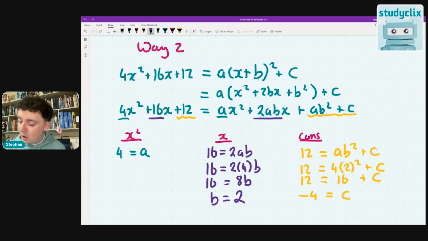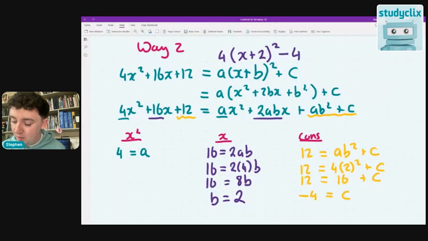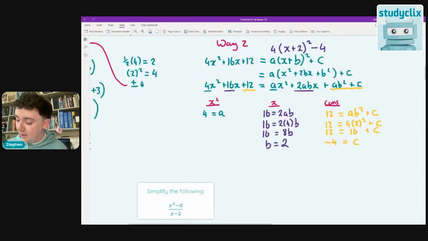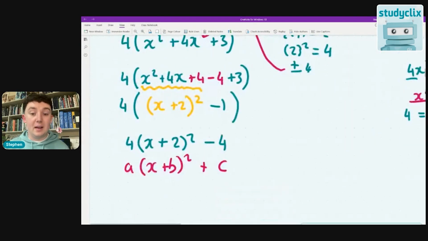So why did I find these numbers? Well, I'm going to go back up here to my complete square form and fill in what a, b, and c are. So a is 4, so I get 4 times x plus b squared, x plus 2 squared, and then I have a plus c, so it's plus minus 4, so we're just going with our minus 4. And if we have done this right, which we absolutely have, I go back over to my first way of doing it and see that we got the exact same answer.